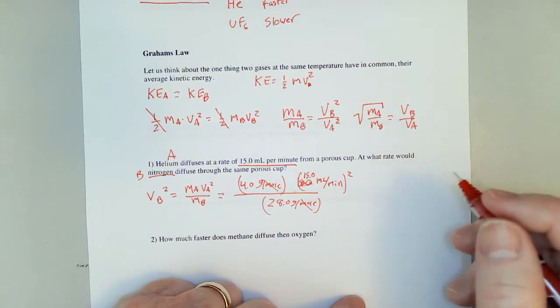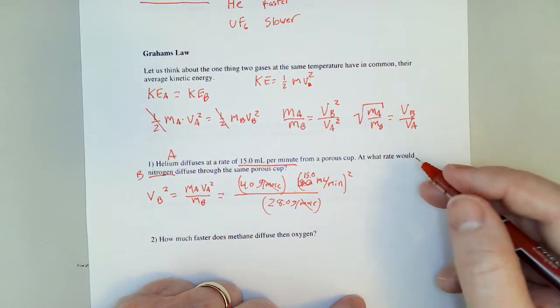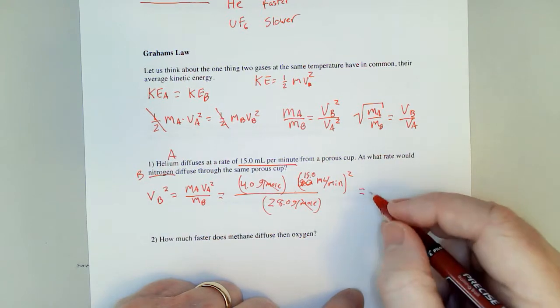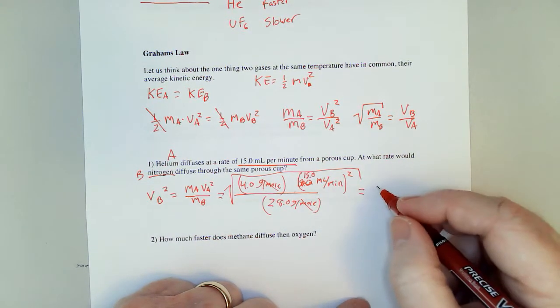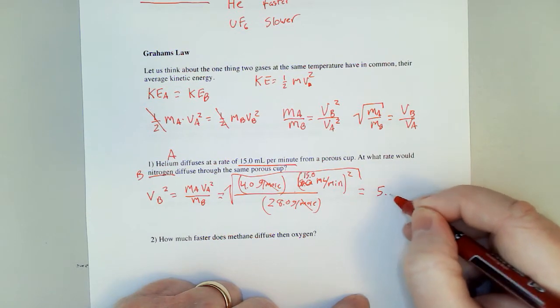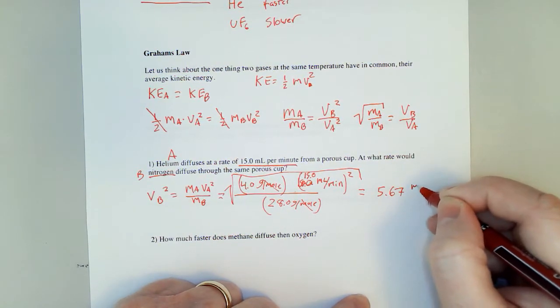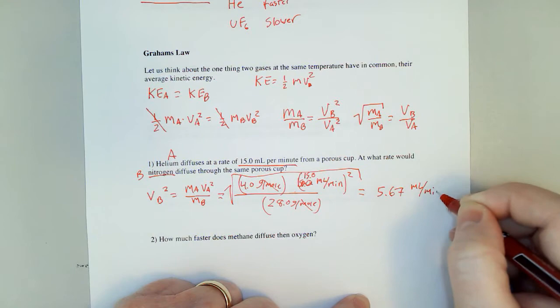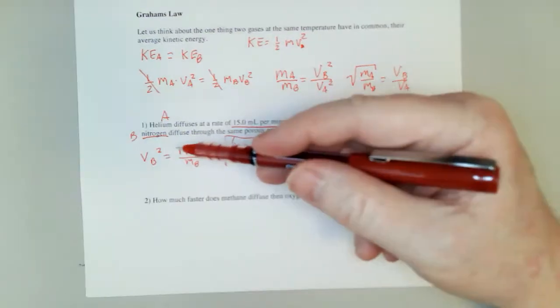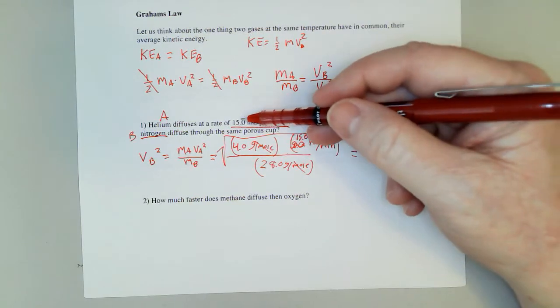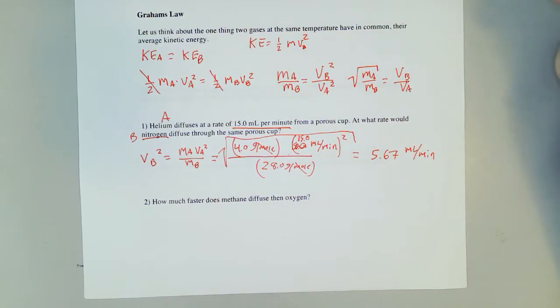So I'm going to do a little bit of arithmetic, take the square root, and the whole thing turns out to be 5.67 milliliters per minute. Now, does that make sense? Nitrogen is heavier and it's moving slower. This was 15, that's 5.67. Yeah, that makes sense. The heavier one should move slower.